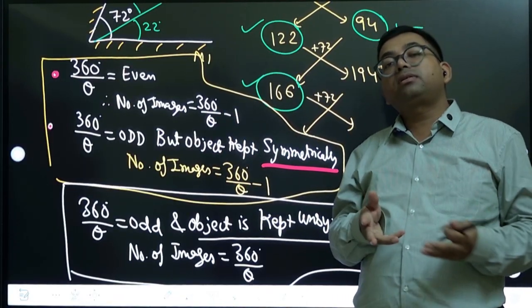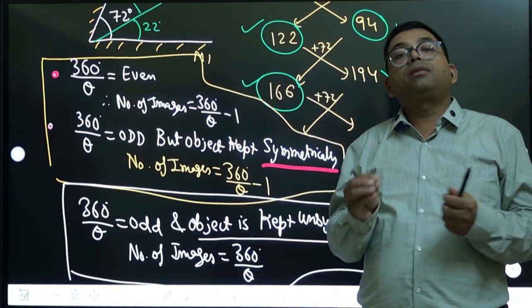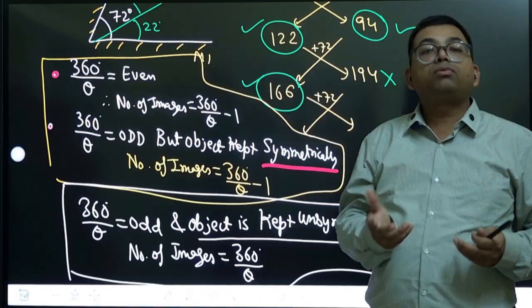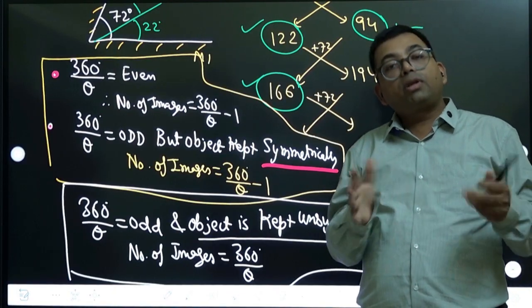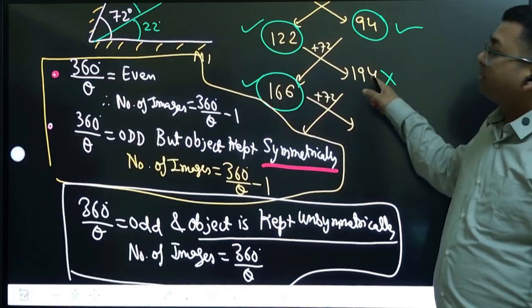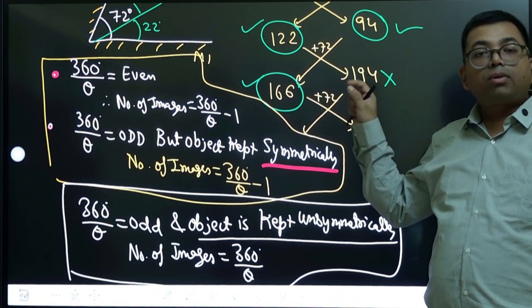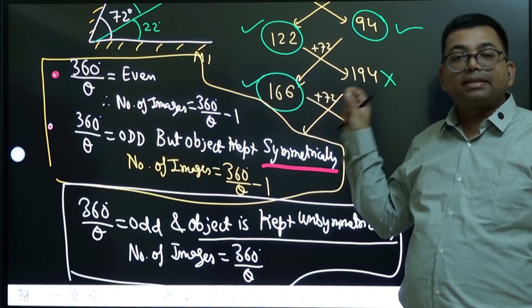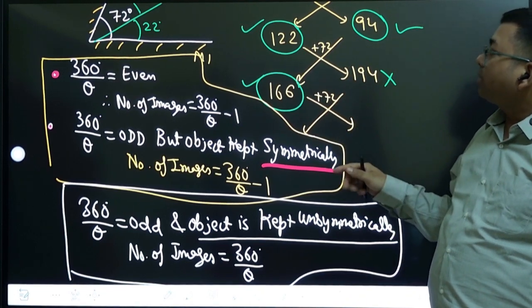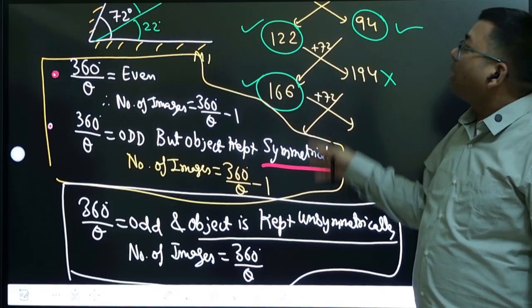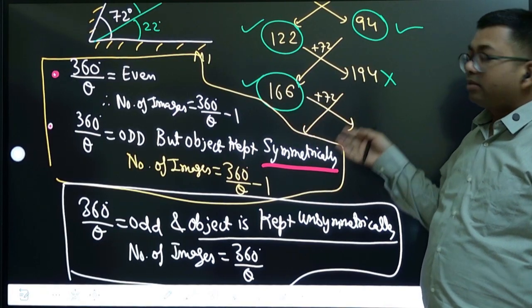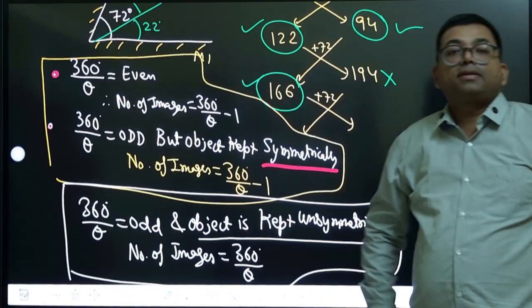Suppose 360 by theta comes as 10.87. What will you do? Will you take even or odd? You will be confused. So better you go by this approach. Here you will be able to figure out exactly how many images are forming and in which mirror how many images are forming. Are you clear about this? Yes?